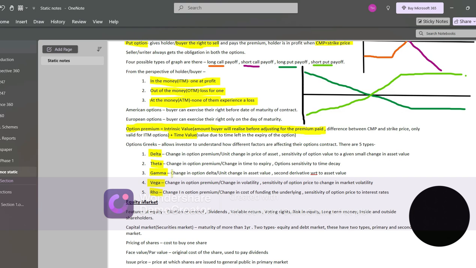Gamma is the change in option delta per unit change in asset value. This is the double derivative of the option premium, and it is the derivative of delta. Vega is the change in option premium to the change in volatility of the asset, the sensitivity of the option price to change in market volatility. Rho is the change in option premium to the change in cost of funding the underlying asset. This is basically the sensitivity of the option price to interest rates.